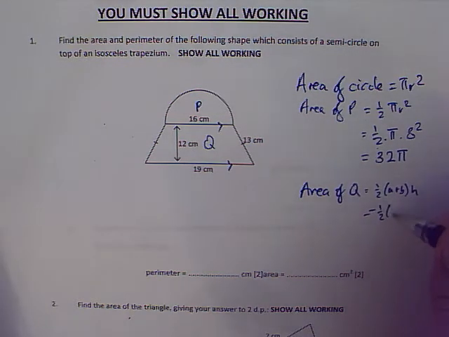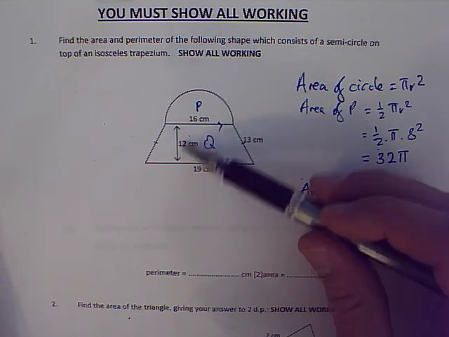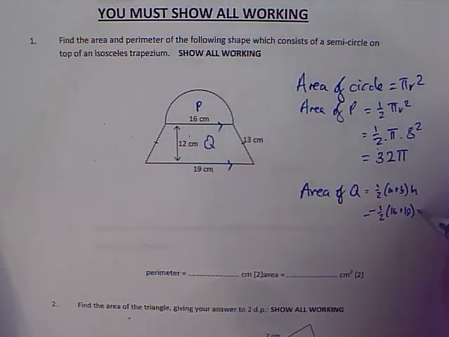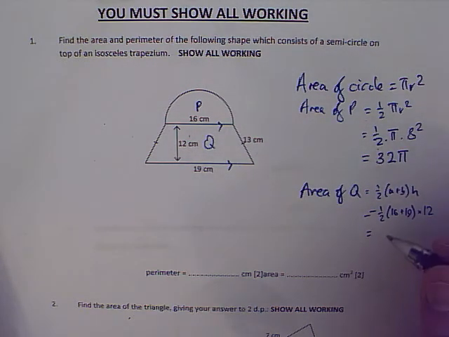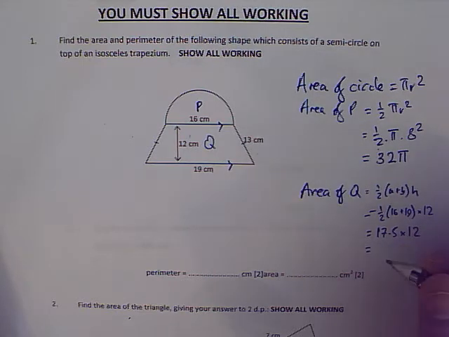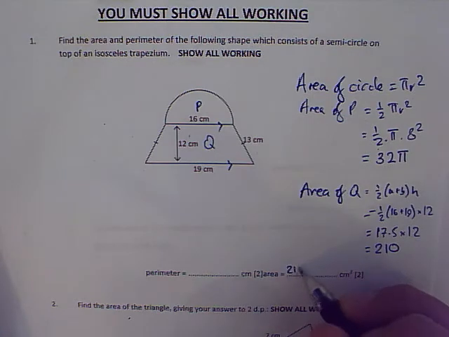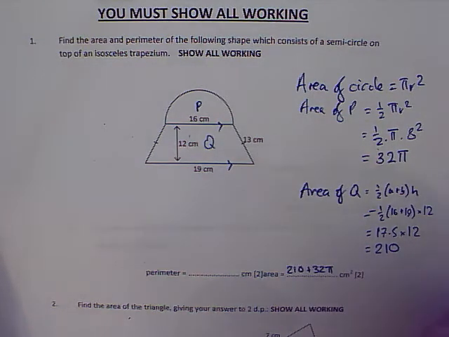So the two parallel sides are 16 and 19. We do half the sum times the distance between them, which is this one, not this one. The distance between them is the shortest distance between them, which is 12. And we get 17.5 times 12, which is 210. And so the area of the whole thing would be the area of P and Q added together, so the area would be 210 plus 32 pi centimeters squared, about 310.